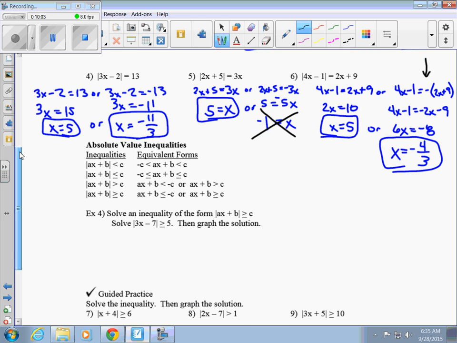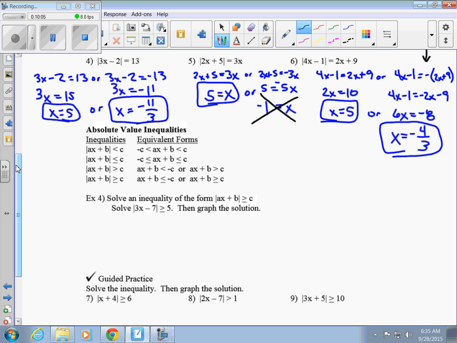So now we're going to jump down to the absolute value inequalities. These are the same type of thing, only now we're looking at the inequality symbols. If you see this less than sign, or less than or equal to, those are and statements, because the distance has to be in between there. It has to be less than this far away and less than this far away, so it's got to be in between.